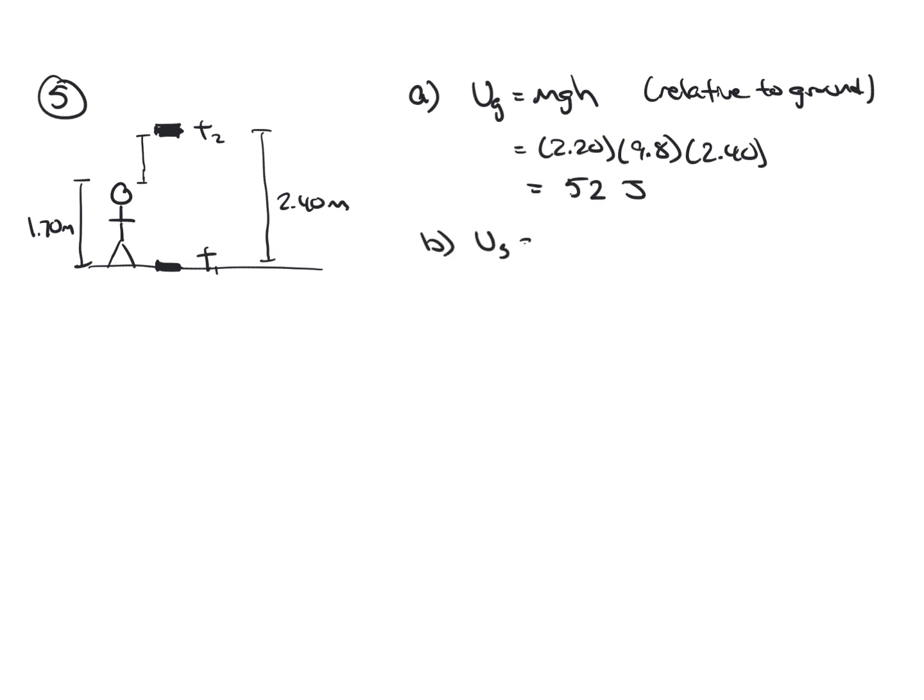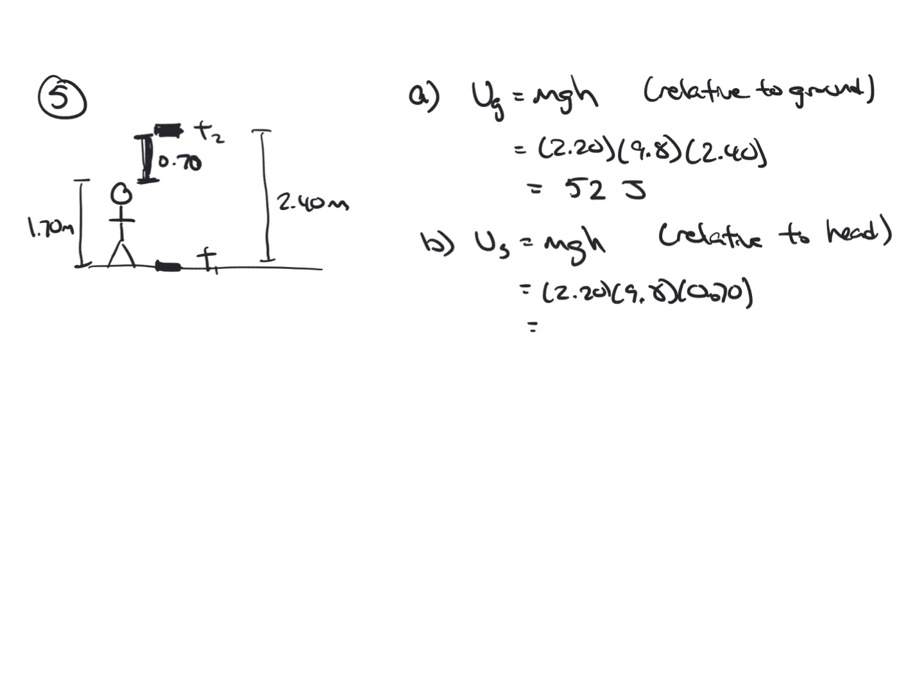B asks us for the gravitational potential energy, but relative to the top of the person's head. So relative to the 1.70 mark. So in that case, the height relative to the top of the person's head is only this much height here, which is 2.40 minus 1.70. That is 0.70. So I'll put 0.70 in for the height for part B. Okay, so we're getting 15 joules.